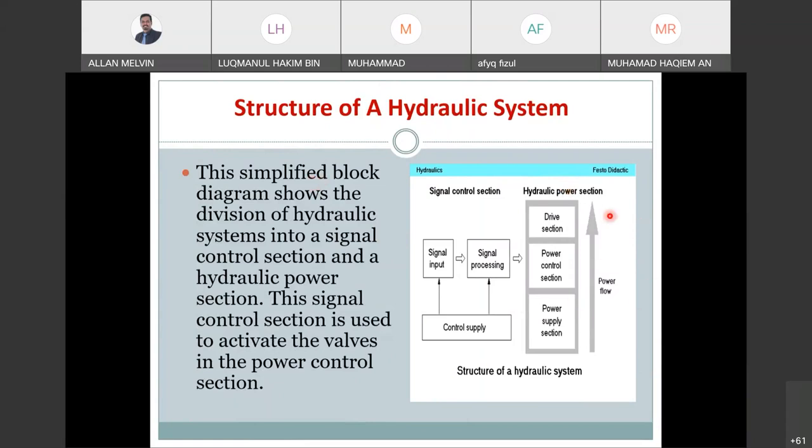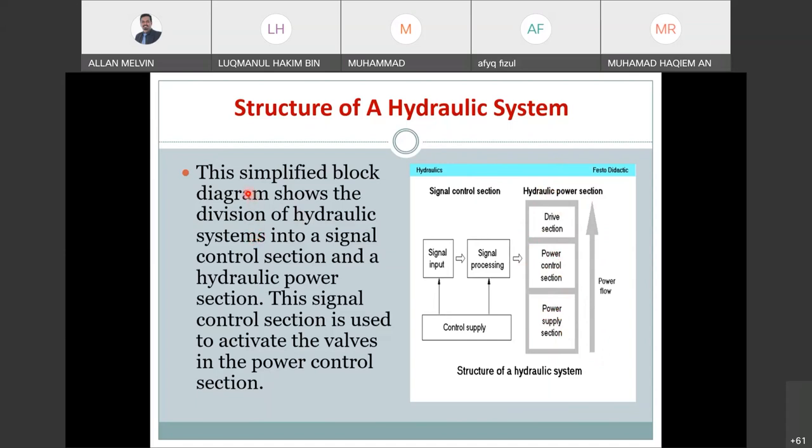Okay. Structure of a hydraulic system. Okay, so this is actually the structure of hydraulic system. Okay, I think all the structures and the symbols, almost like pneumatic, but just the construction and the valve type will be a bit different. Okay, so whatever system you need to supply power, okay, then you have control, then you have drive. So this is how the power flows. Okay, so for hydraulic, we start with power supply section, power control section, and also drive section, similar like pneumatic.